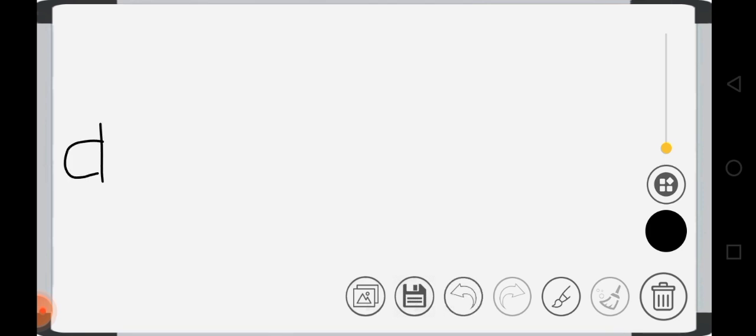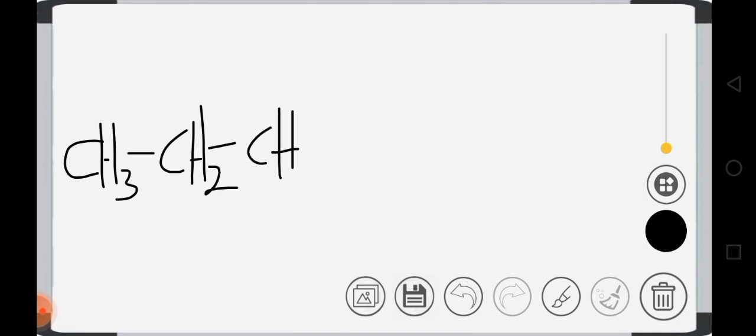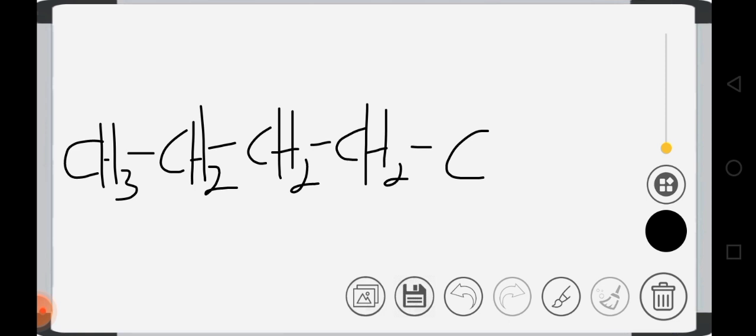I'll write CH3, CH2, CH2, CH2. Then we have space, C, 1, 2, 3, 4, 5, C, 1, 2, 3, 4, 5, 6. See, the space is already finished. CH3. See, there's no space again. There's no space to write. That's why I don't write everything out.